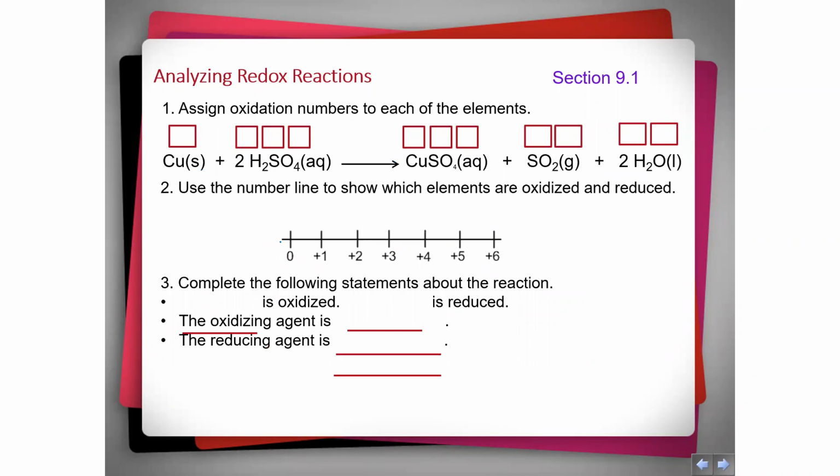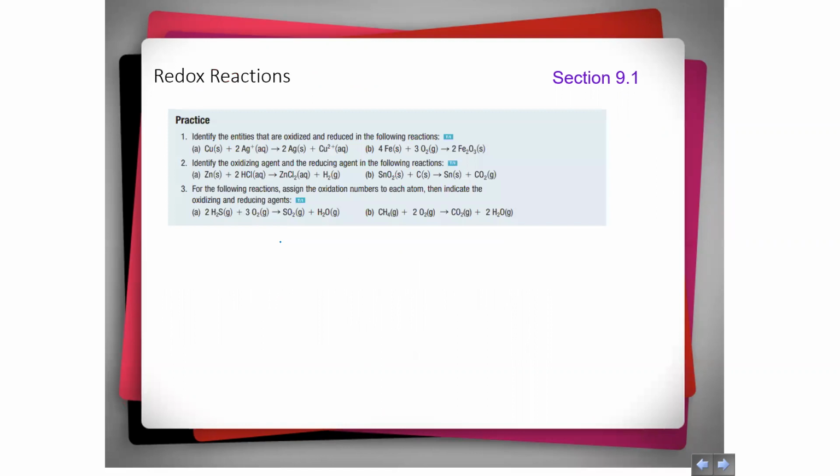Great. Here's another practice question you can do. Otherwise, you can do the questions out of the textbook, which are on page 605. And you can try the worksheets from 9.1. Let's try one of these. I don't know. What's the first one? Identify the entities that are oxidized and reduced in the following reactions. So we already did that first example.